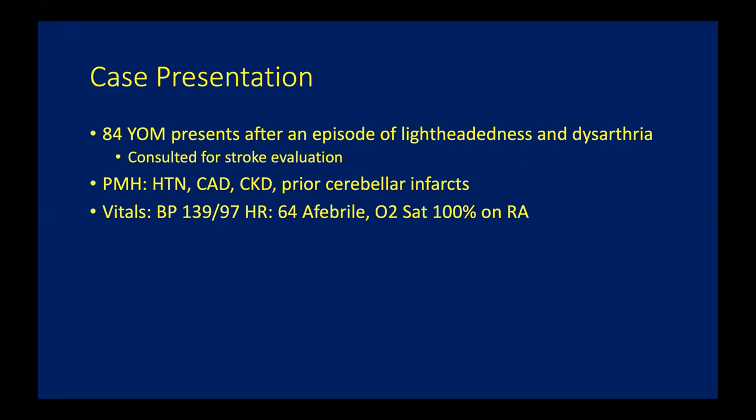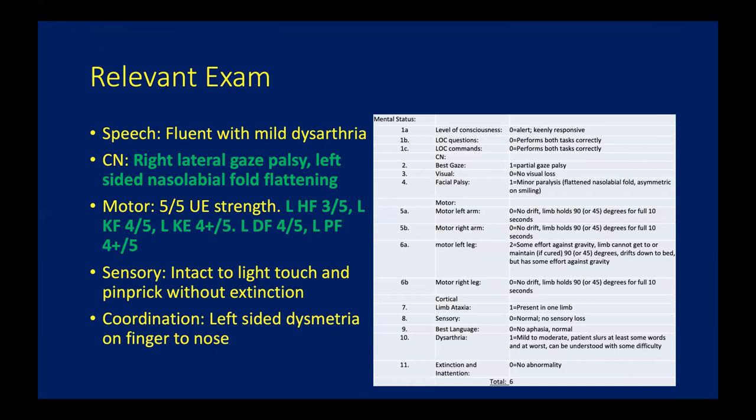There are his vitals, nothing too out of the ordinary, not even super hypertensive at all. Going to his relevant exam, I've highlighted some stuff as well as put in the NIH stroke scale on the right that was performed during the consult, but the stuff in the Celtics green color is what's important. So he notably had a right lateral gaze palsy, a left-sided nasolabial fold flattening, so an upper motor neuron facial droop on the left, and then left-sided weakness.